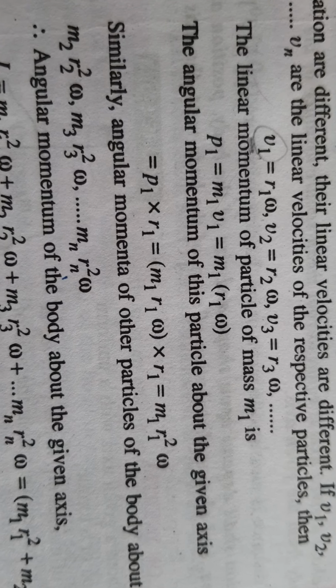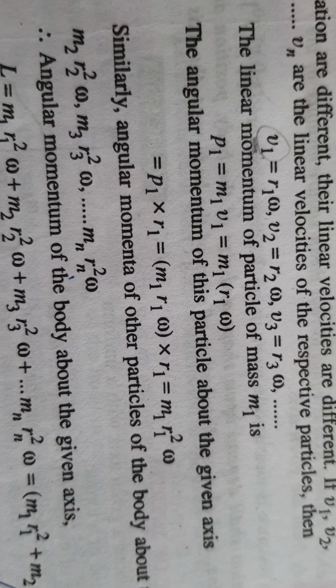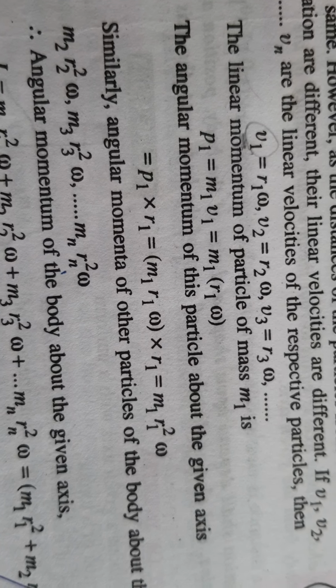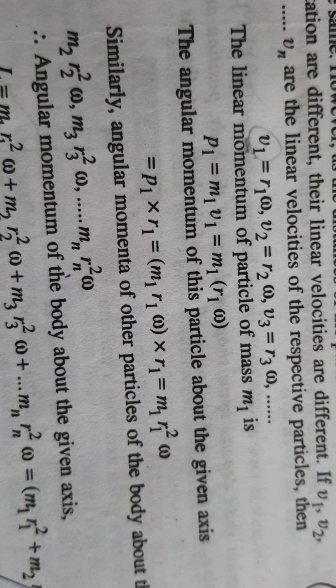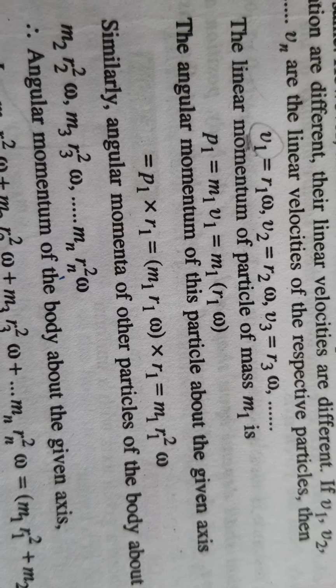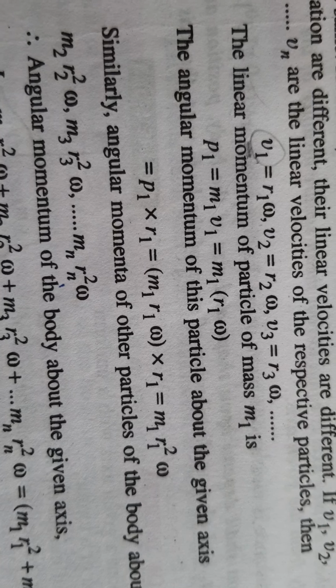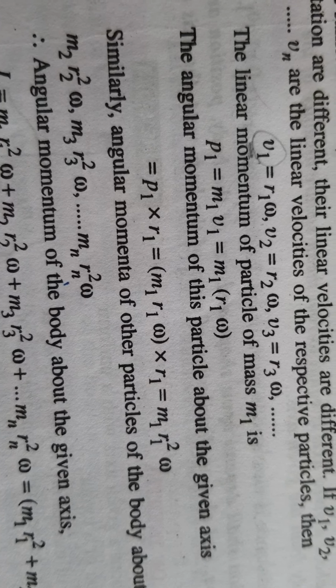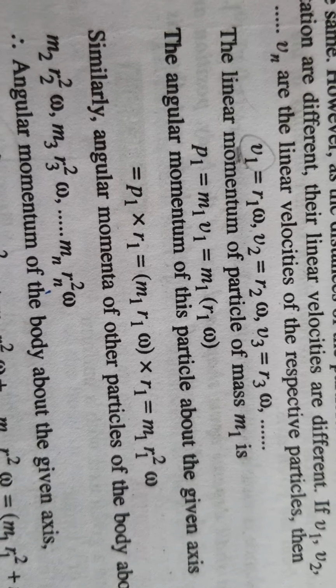See, these relations are very easy. Linear velocity is r into angular velocity. Linear acceleration a is r into angular acceleration. A is equal to r alpha. V is equal to r omega. Torque is equal to r cross F. Angular momentum L is equal to r cross p.